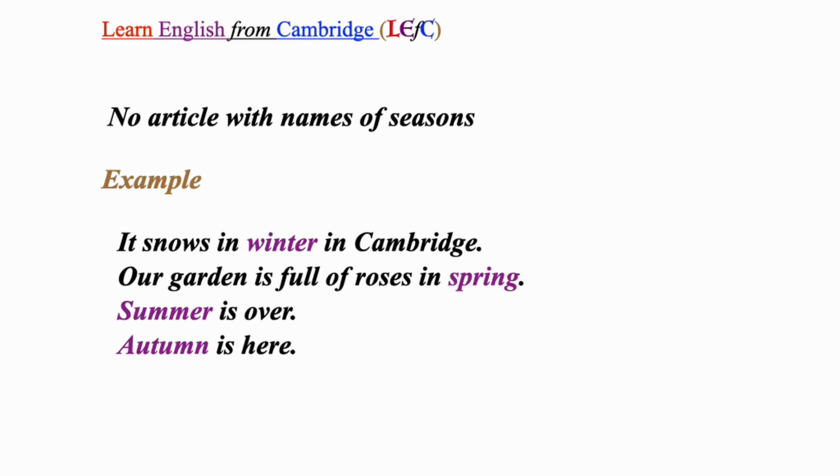No article is used with names of seasons. For example, it snows in winter in Cambridge. Our garden is full of roses in spring. Summer is over. Autumn is here. So these 4 names of seasons: winter, spring, summer, autumn, have no article before them.